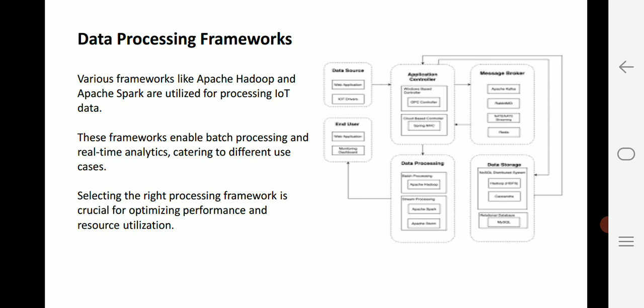So here I have shown one tree diagram. How the framework will happen and what are the internal stages in the framework, and different stages we can call by different names like data processing, data storage, message broker, and end user. Like you can see in the picture, you can easily understand how the framework will happen.